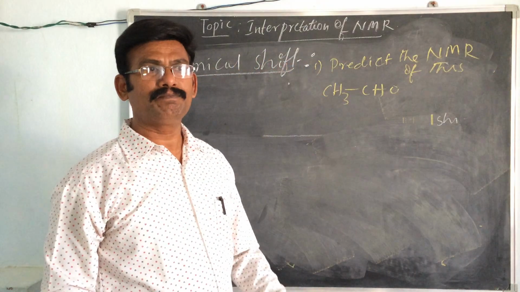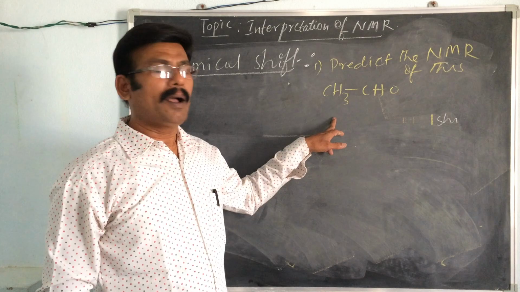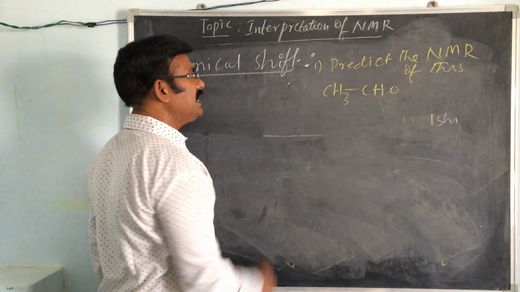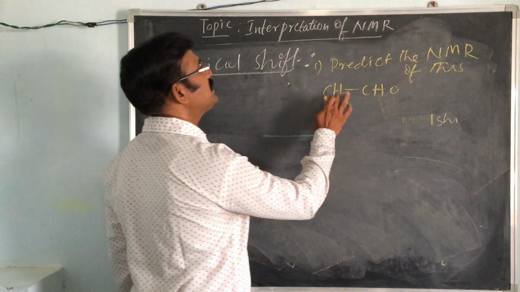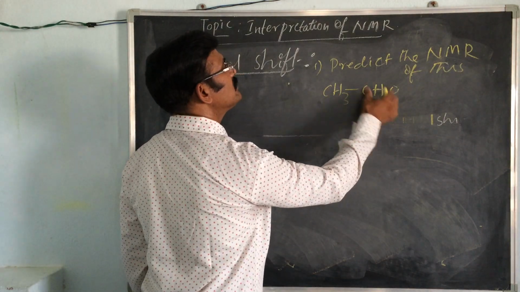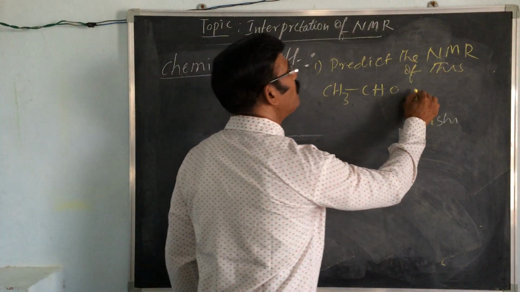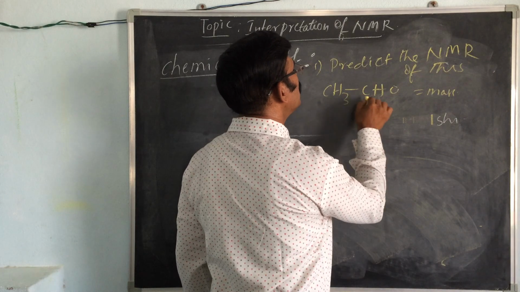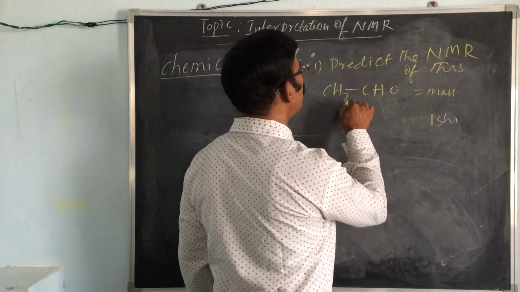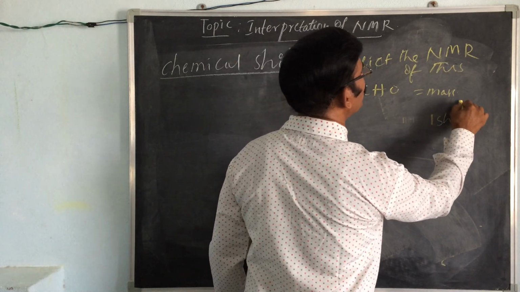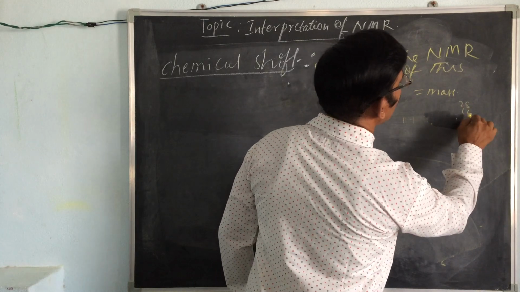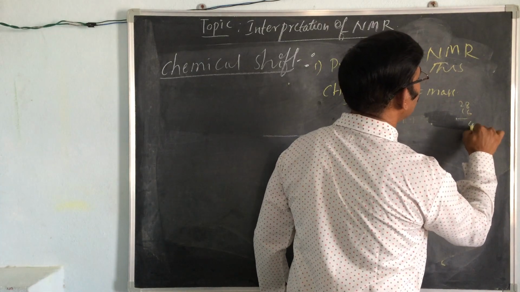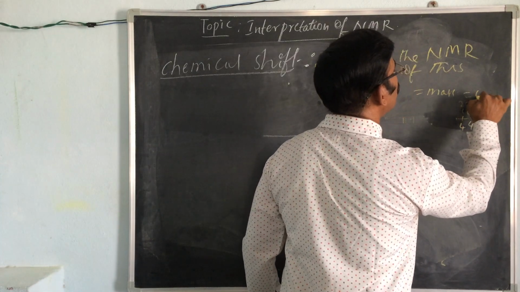So predict this one. How can you predict this one? What is the nature? Here, see the nature: CH3 group and CH. And mass we have to know. First you take the mass. Molecular weight is 12, 24, 28 plus 16. How much? 44. Molecular weight is 44.